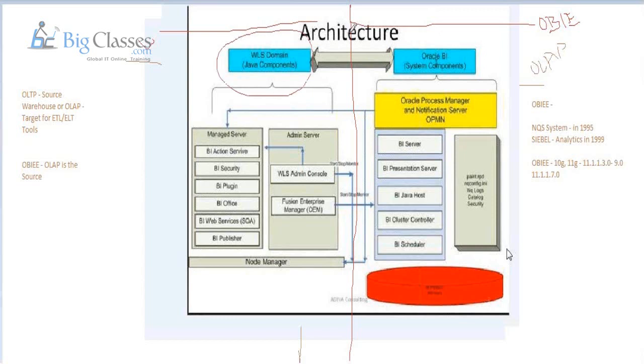Here, the WebLogic domain is common to all applications, but we are using OBIEE, so the WebLogic system and the OBIEE application are different. So two different parts: one is WebLogic, second one is OBIEE. In this OBIEE software, majorly there are 5 independent servers. Those names are BI server, presentation server, Java host, cluster controller, and scheduler.